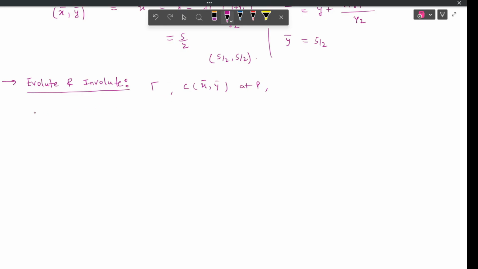Okay, so we can say the locus of C as the point P travels on the curve gamma is called the evolute of the curve gamma.